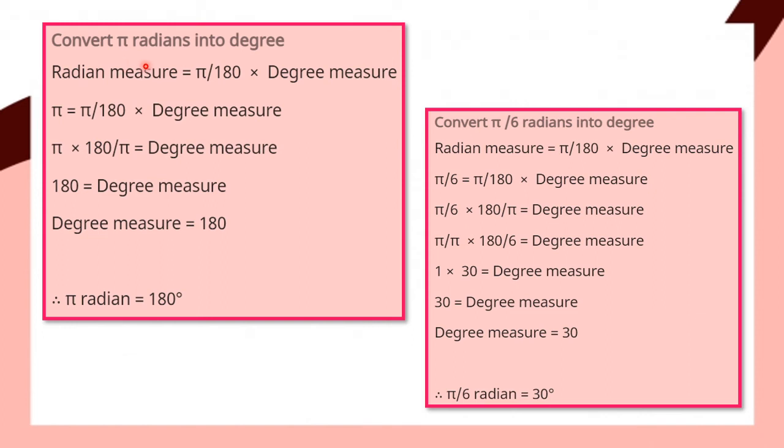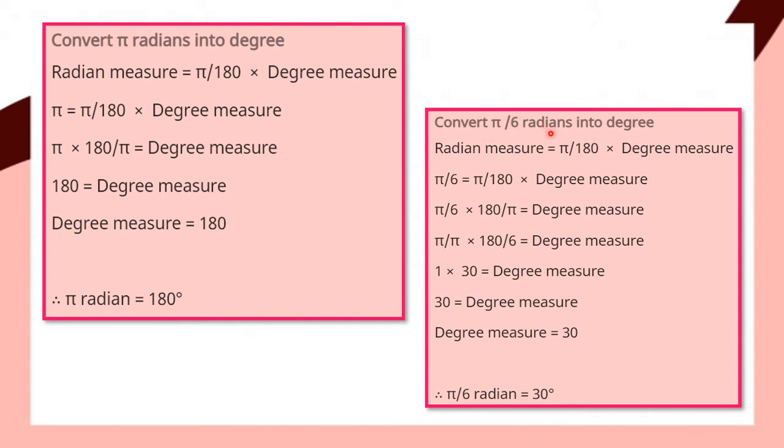Now convert pi radian into degrees. So radian measure is pi upon 180 into degree measure, right? So from here, what can we do for degree measure? What will we do? Pi into 180 upon pi. So the degree measure is 180. It means pi radian is equal to 180 degrees.